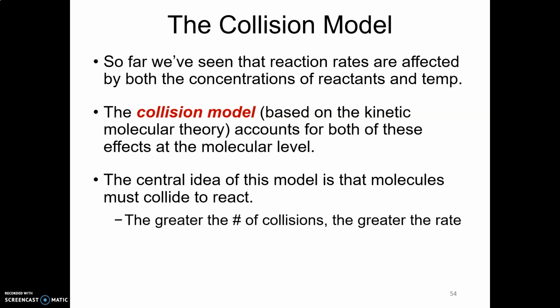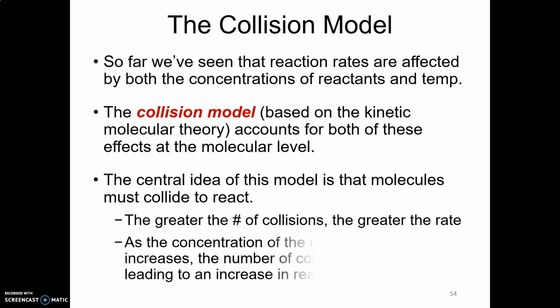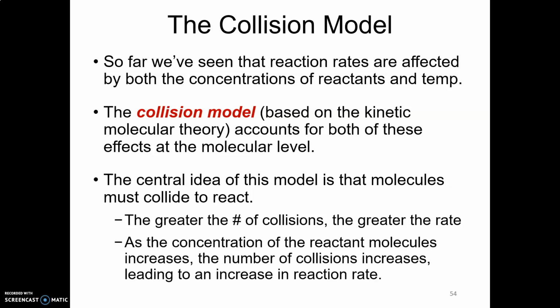Now, obviously, if you just have more collisions, you should have a greater rate, right? And if you increase the concentration, you should have a greater rate, because more collisions equals higher rate. If you increase the temperature, things are moving faster, so more collisions equals greater rate. But let's look at just rates and collisions without changing concentration or temperature. What happens when you can't just tweak something?